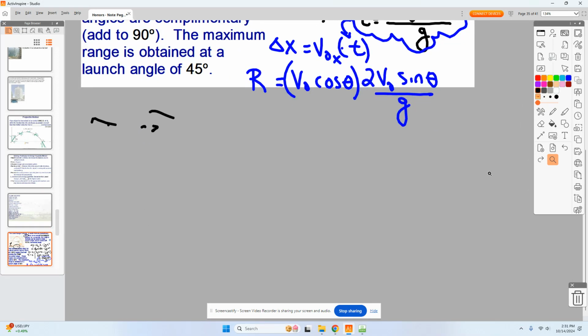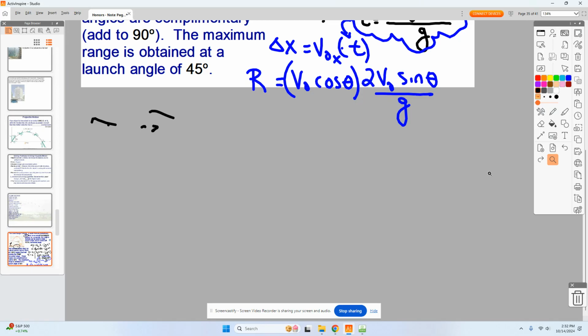Now, can you combine some terms? Can you make that a little bit simpler? It's not meant to be a math class, but occasionally we have to pull out some mathematics to be able to derive new formulas that will make our life simpler. I see a common v naught, so I'm going to square that. I see a 2 sine theta cosine theta. I'm going to group those.